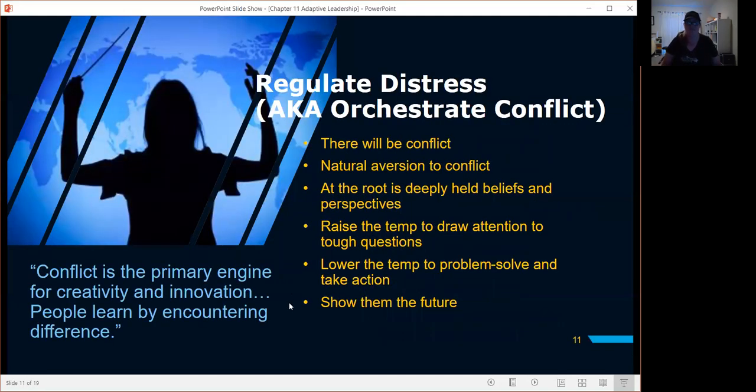Then here's my favorite. This is one of my favorite ones. It's called Regulate Distress in our book, but in the other books, it's called Orchestrate Conflict. And I really like the idea of orchestrate conflict because it creates this whole context around conflict that there's nothing wrong here. And I love that. This is the thing: there's going to be conflict. Whenever you're bringing people together and trying to resolve something, people are not always going to agree. And it's not a problem that there's conflict.